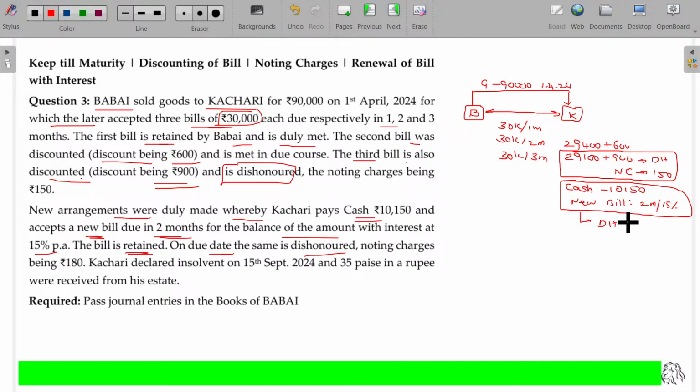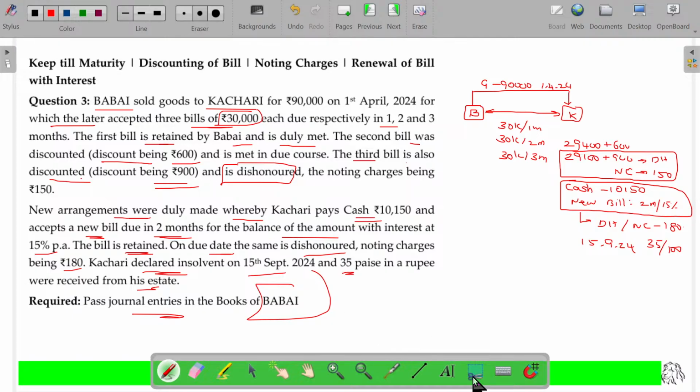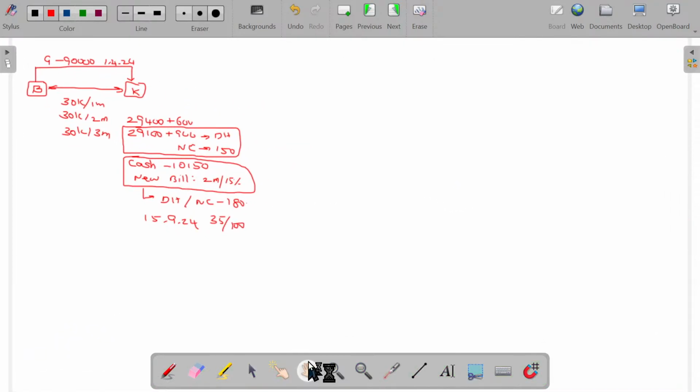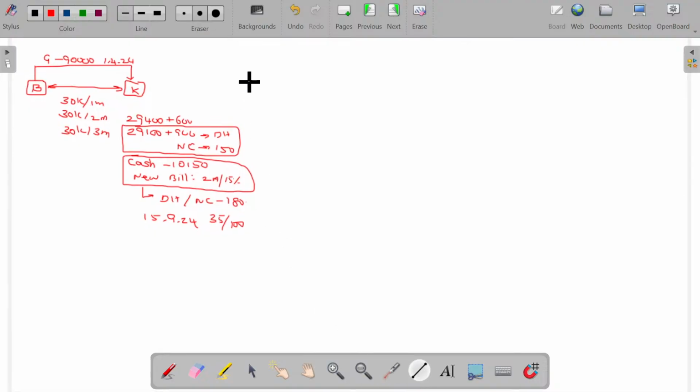And now the noting charges being 180. Kachari was declared insolvent. Thereafter, he became insolvent on 15th September 24. 35 paise in a rupee were received from his estate. Pass journal entry in the books of Babai. You have to pass the entry only in the books of Babai. So I have just noted down all the required things. This is more than enough for solving the illustration. Okay, no problem. Now let's proceed.